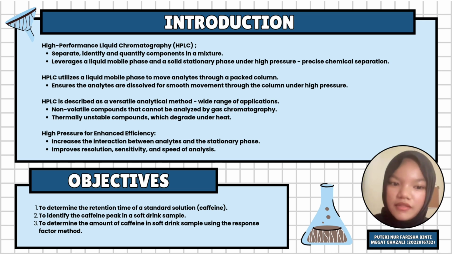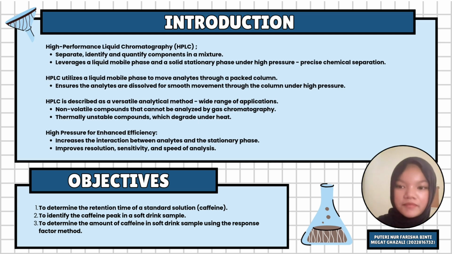There are 3 objectives of high-performance liquid chromatography HPLC. The first one is to determine the retention time of a standard solution of caffeine, and the second one is to identify the caffeine peak in a soft drink sample. Lastly, to determine the amount of caffeine in the soft drink sample using the response factor method.